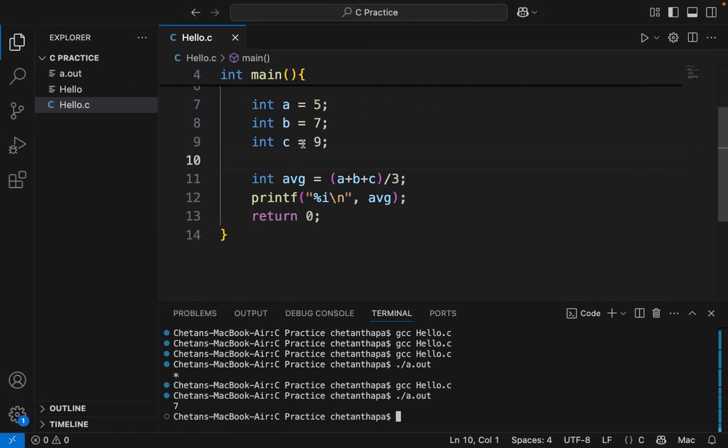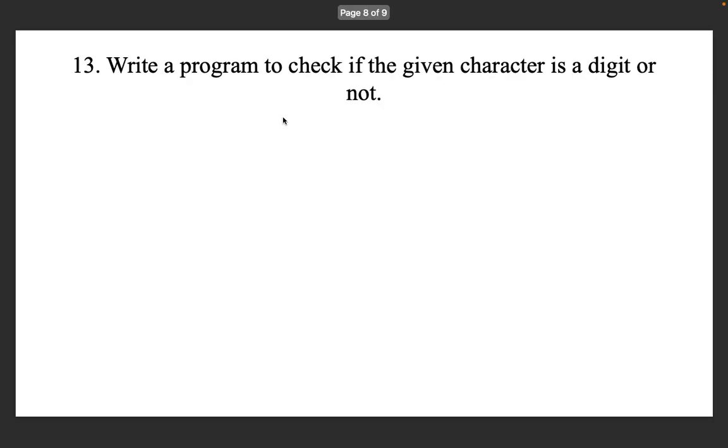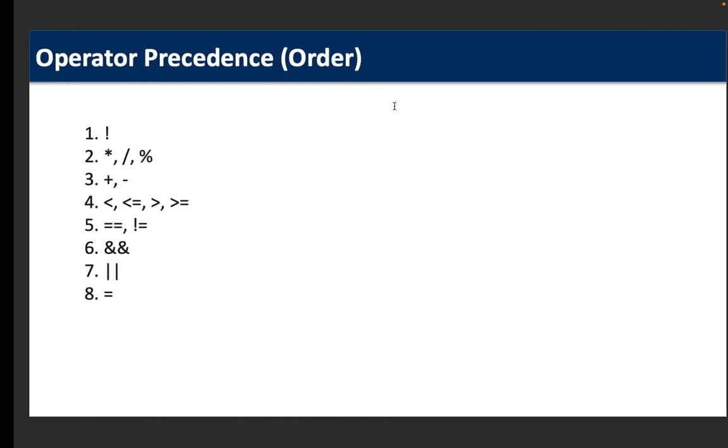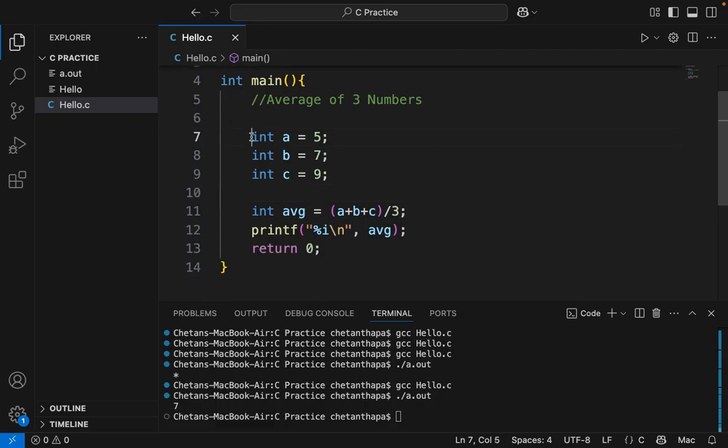This is how to print the average of three numbers. You just need to play with operators and variables. The next question is: write a program to check if a given character is a digit or not. So let's solve this with the help of scanf. You need to take input from the user.